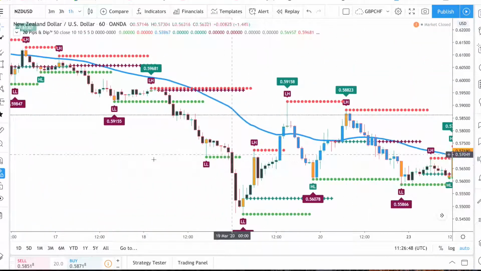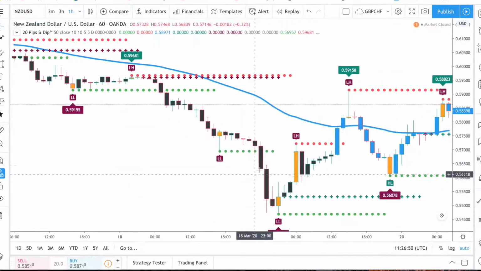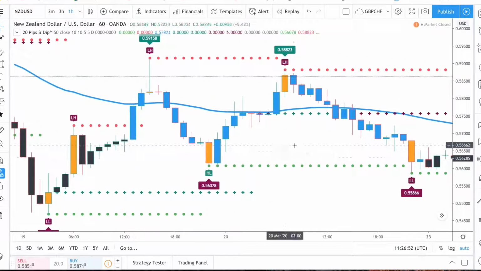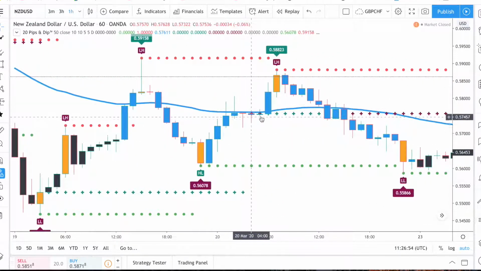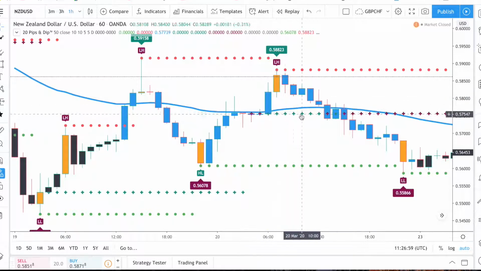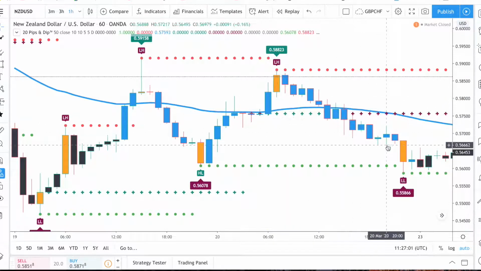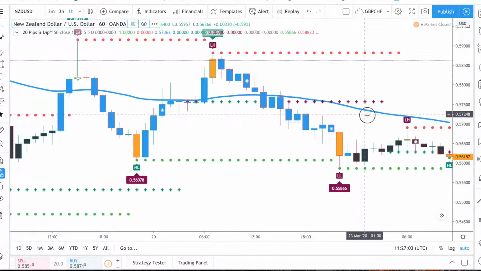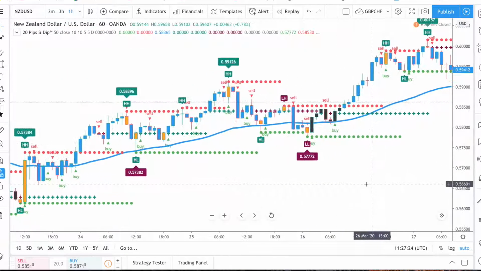So, for example, let's just go back here and look at that dotted line. Let's see where the cross is right here. This right here was where the market opened. If it went above it, it's obviously going to turn green. When the market broke below it, that dotted line turns red.